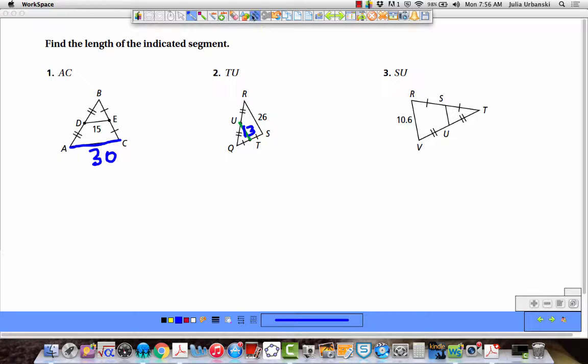And the last one is SU. Is that the base or the mid-segment? Mid-segment, we take half of the base. 5.3? Yeah, 5.3. Okay, so you'll have some like that where it's just numbers, but look down at the numbers.